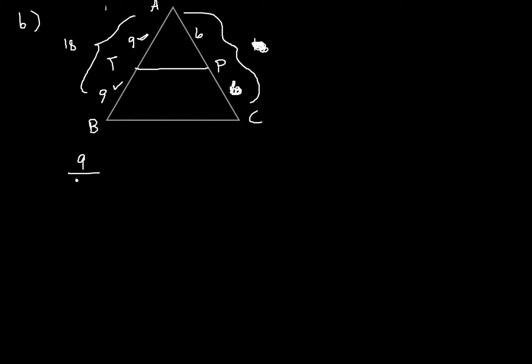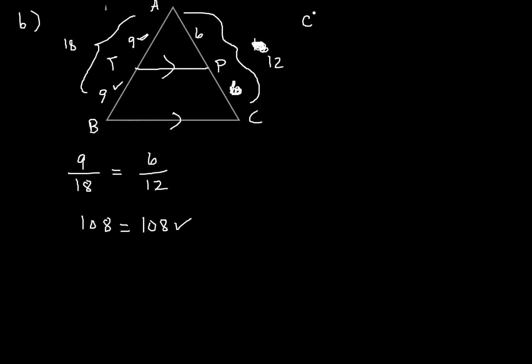So 9 to 18 equals, this would be 12, right? 6 to 12. And then we'll cross multiply. So we get 108 equals 108. So these indeed are parallel. So we can say they're parallel.